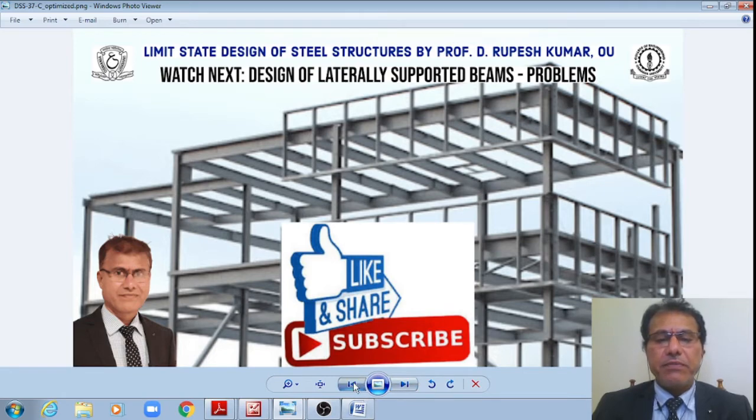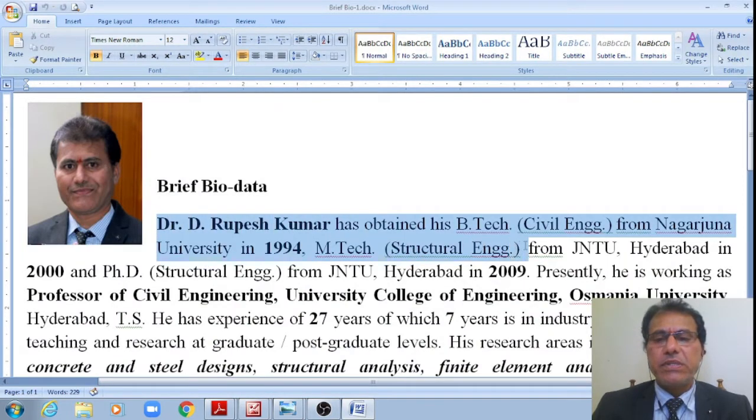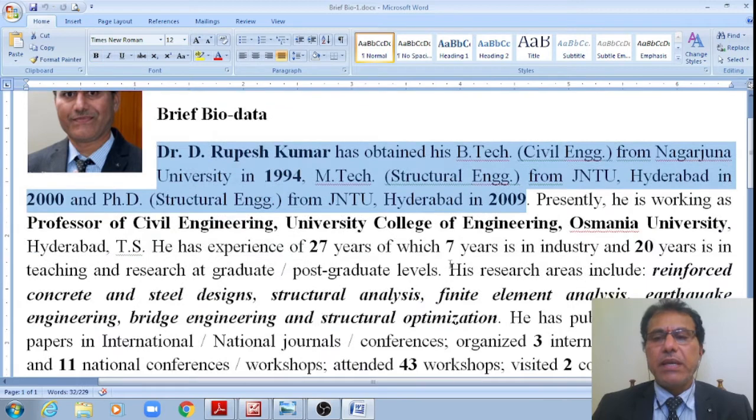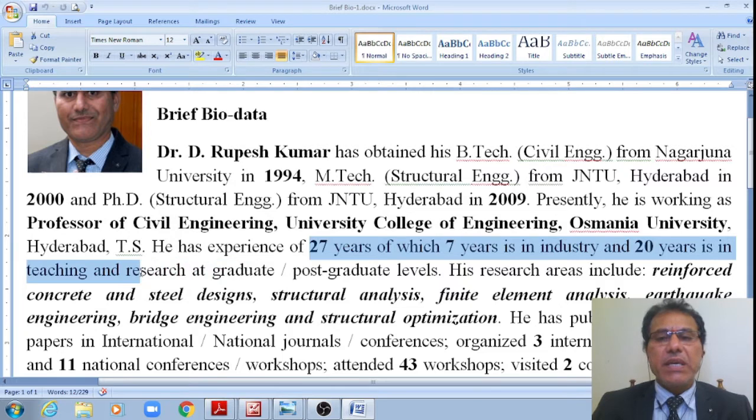Let's see the brief profile of the speaker. That is I, Dr. D. Rupesh Kumar, obtained my BTech in Civil Engineering from Nagarjuna University in 1994, MTech Structural Engineering from JNTU Hyderabad in 2000, and PhD Structural Engineering from JNTU Hyderabad in 2009. Presently, I am working as Professor of Department of Civil Engineering, University College of Engineering, Osmania University, Hyderabad, Telangana State. I have an experience of 27 years, of which 7 years is in industry and 20 years is in teaching and research at graduate and postgraduate levels.